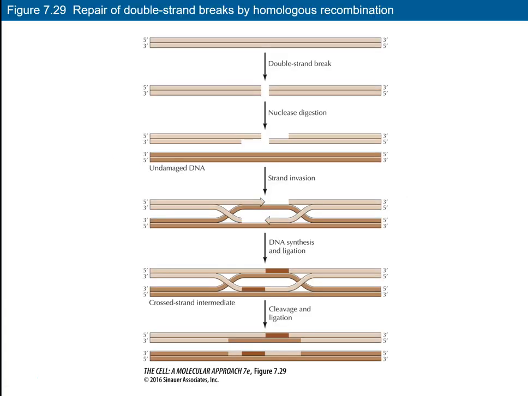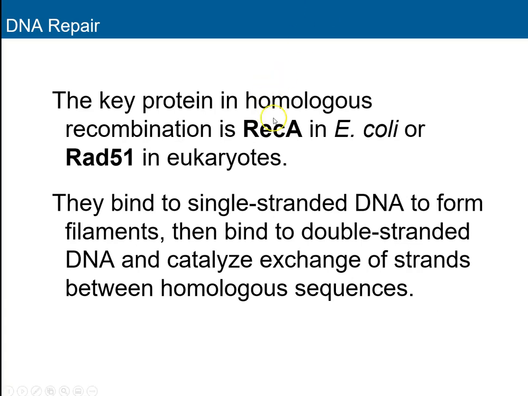So that doesn't just happen randomly. We're leaving out a whole bunch of details in terms of the mechanism here. There are specific proteins that are involved in this, okay? And so one of those key proteins is called RecA in E. coli or RAD51 in eukaryotes. And again, remember, these are homologous proteins, okay? They're conserved, right? They have the same function. RecA has the same function as RAD51. But RecA is in E. coli, RAD51 is in eukaryotes.